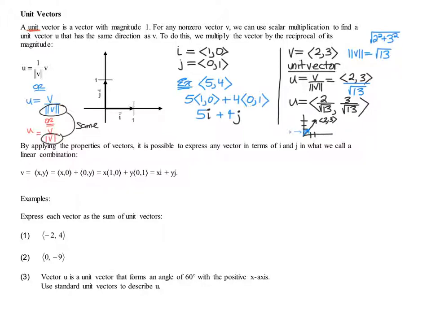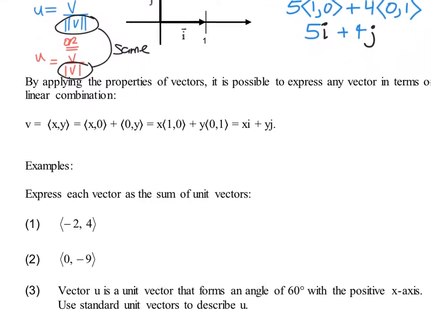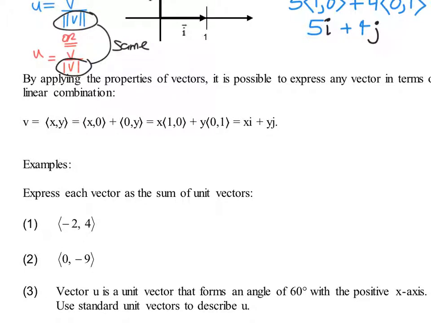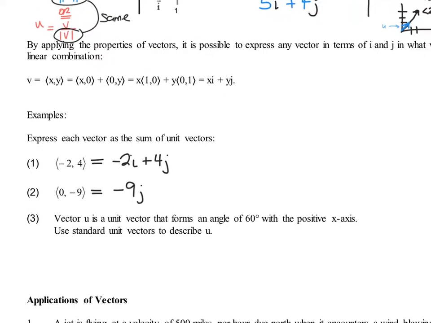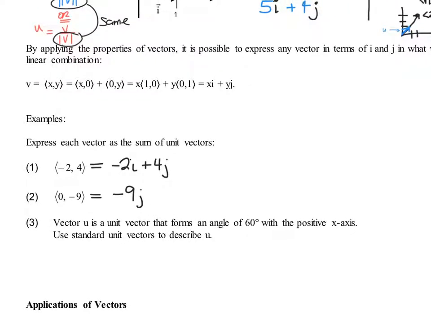Numbers 1 and 2 are not even really questions. Negative 2i plus 4j. 0i minus 9j, so negative 9j. The third one: vector u is a unit vector that forms an angle of 60 degrees with the positive x-axis. Use standard unit vectors to describe u. So standard unit vectors, that's ij.